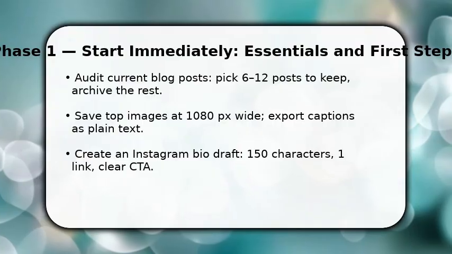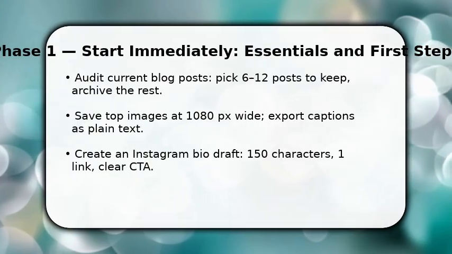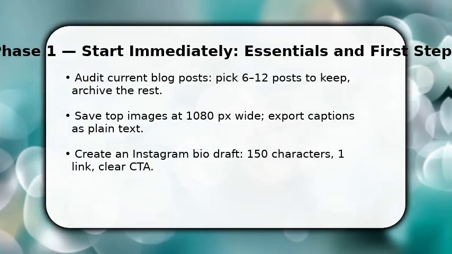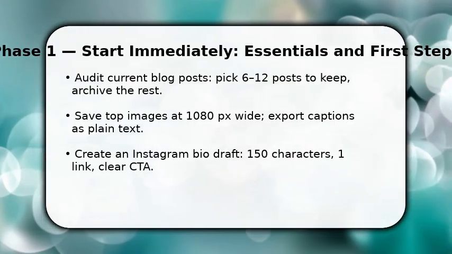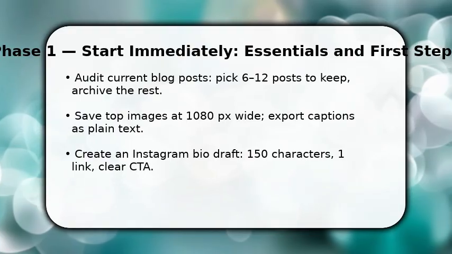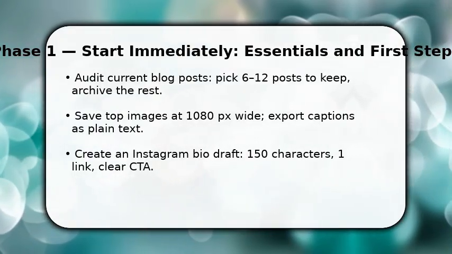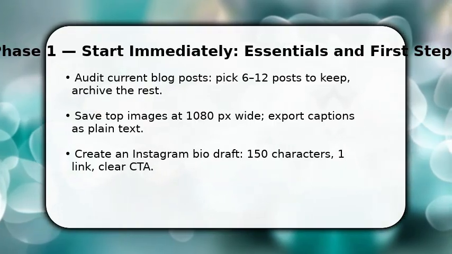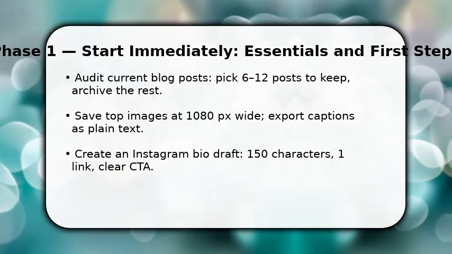You start by deciding which content survives the switch. Choose 6 to 12 strong posts and archive the rest so your feed stays focused. Next, export your best images at 1080 pixels wide. This keeps Instagram quality consistent. Then, write a concise bio under 150 characters with one clear CTA and a single link. This replaces your blog header.